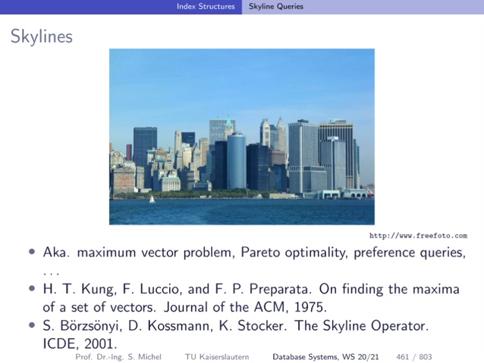The concept of skylines also has different names. For instance, maximum vector problem, Pareto optimality, or also preference queries. For instance, here we have the paper from 95 talking about the maxima of a set of vectors, and then the one that made it famous or popular in more recent days regarding how skylines can be integrated into the computation in a relational database, specifically also introducing an operator that can be embedded or can be part of SQL in order to express skylines.